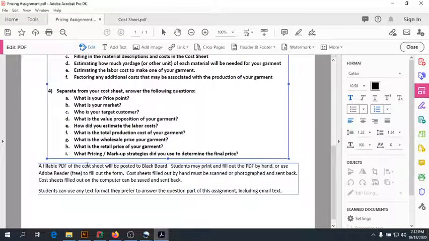So this a fillable cost sheet in PDF form will be posted to Blackboard that we're going to go over next. And you may print and fill out the PDF by hand if you so prefer, or use Adobe Reader, which is free, to fill out the form. Cost sheets filled out by hand must be scanned or photographed and sent back. And cost sheets filled out on the computer, of course, can just be saved and sent back.